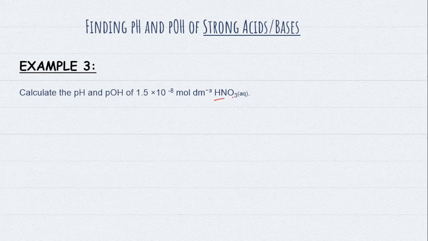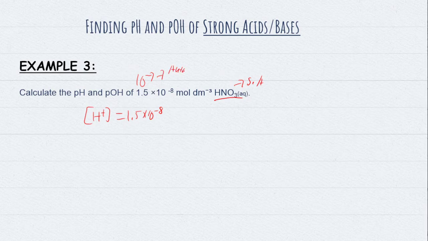Again, experience tells you a strong acid gives you H+. So H+ is 1.5 times 10 to the power minus 8. The difference is this is lower than 10 to the power minus 7, the concentration of hydrogen ions produced from the autoionization of water. Therefore, we need to consider that now, plus 10 to the power minus 7. This then gives us 1.15 times 10 to the power minus 7 mol per dm cubed of H+ ions.